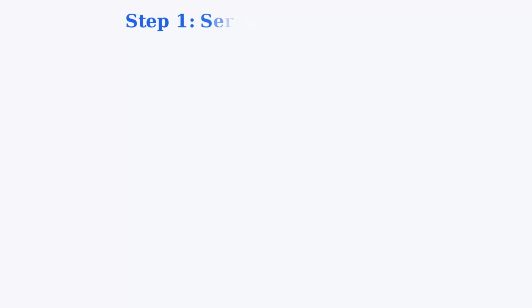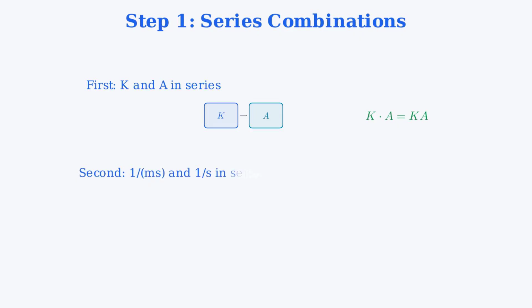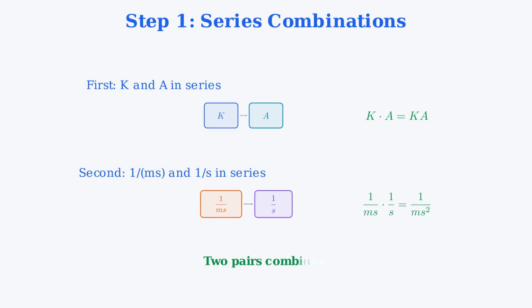Step 1. Series combinations. First, K and A are in series, both constant gains. Combine them into one block, K times A. Second, the two integrators after the mass division are in series. The first is 1 over ms, the second is 1 over s. Combined, they give 1 over ms squared. Now our forward path is much shorter. U through KA, then a summing junction where the spring force enters, then 1 over ms squared, and out comes x. The spring force still depends on C times the quantity h minus x.